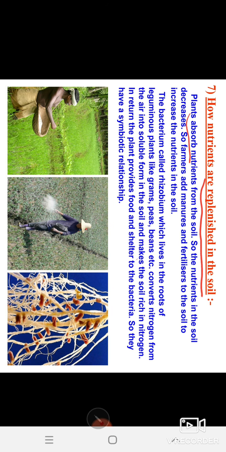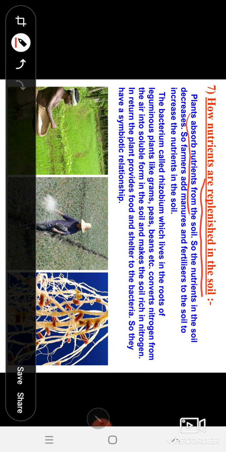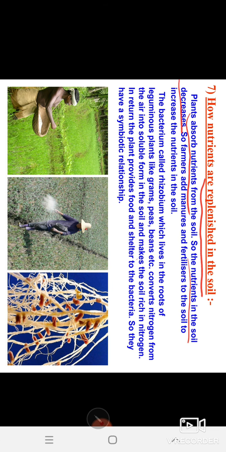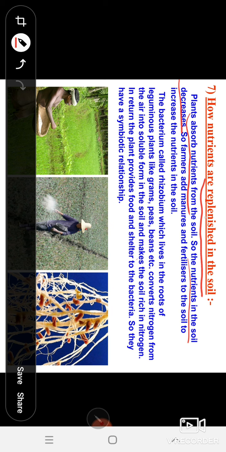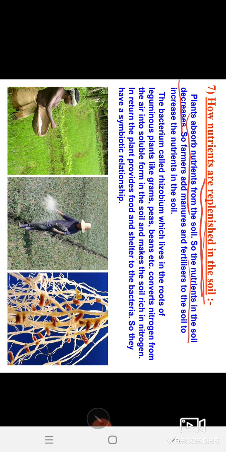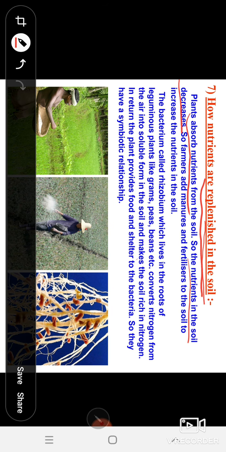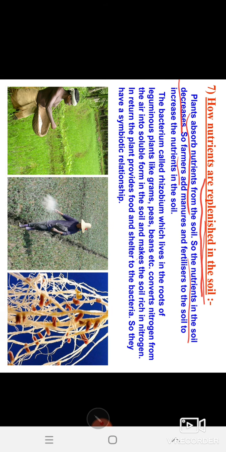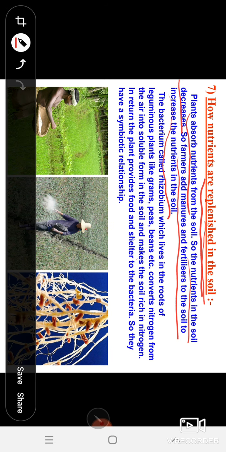Plants absorb the nutrients from the soil. This is a known fact for all. As the plants grow in the soil, they absorb the nutrients from it. As a result, the nutrients in the soil decrease. This is called replenishment of the nutrients in the soil. So if you want to grow crops further, the farmers add manures and fertilizers to the soil just to increase the nutrients in the soil.